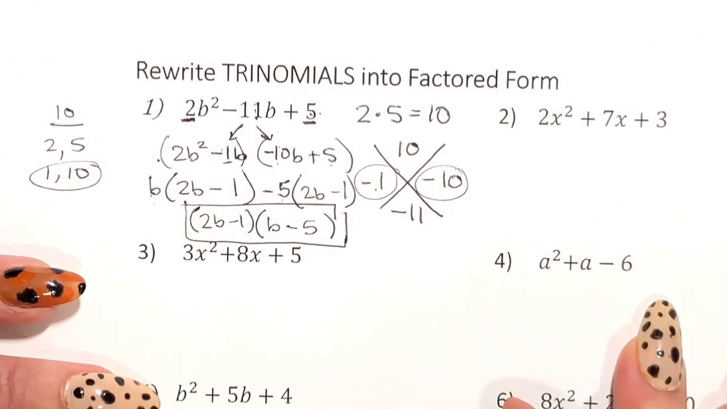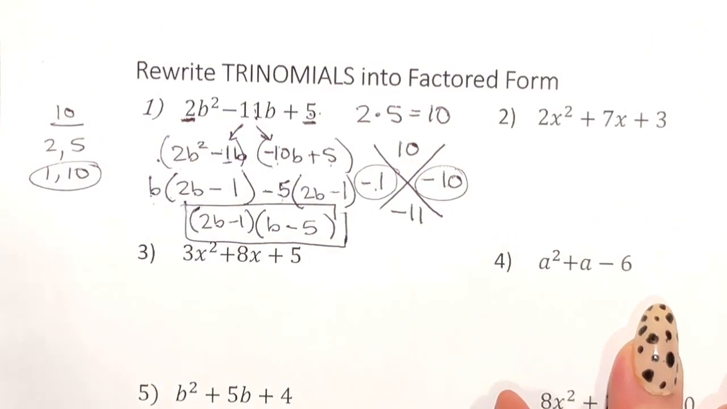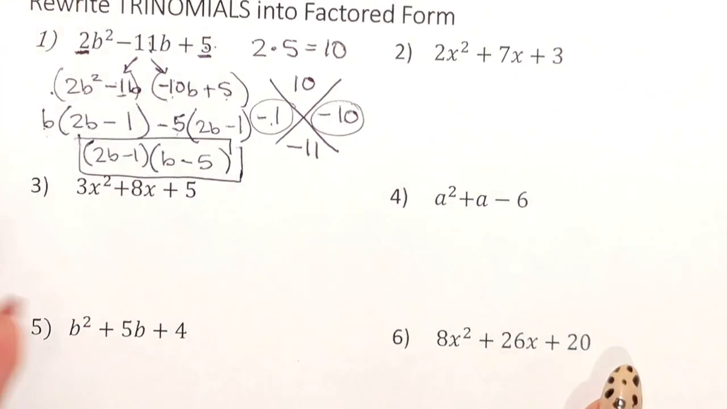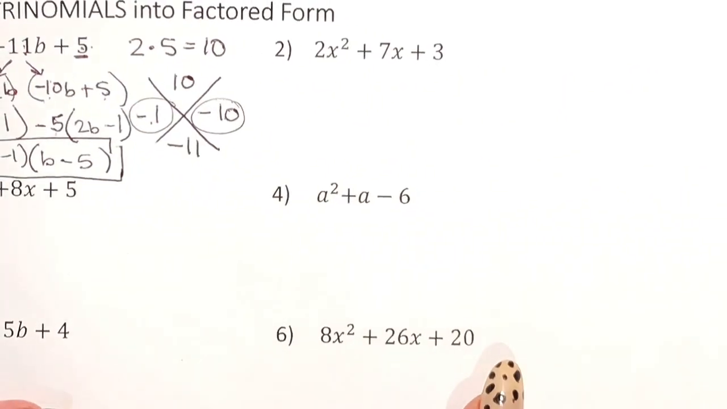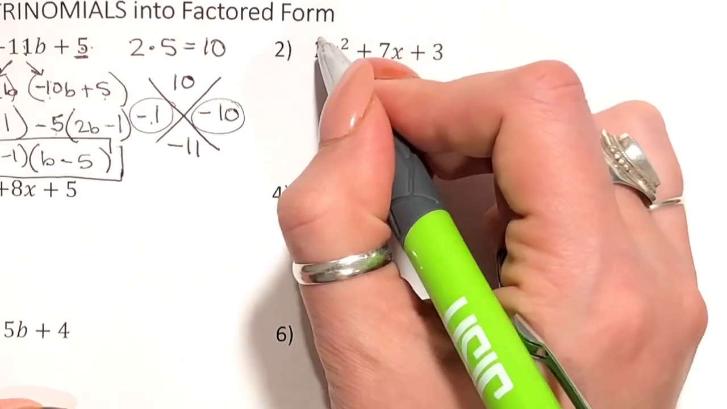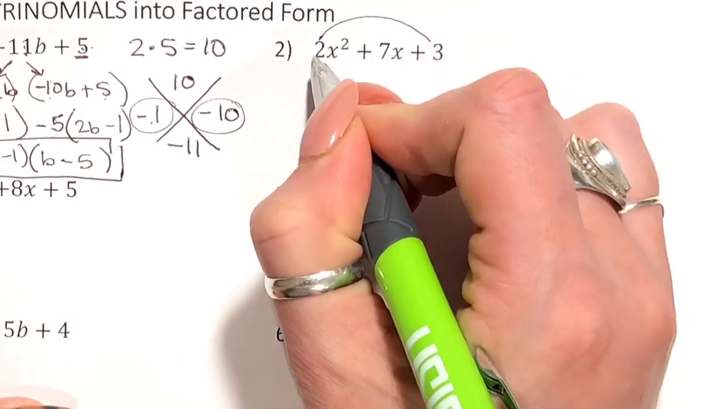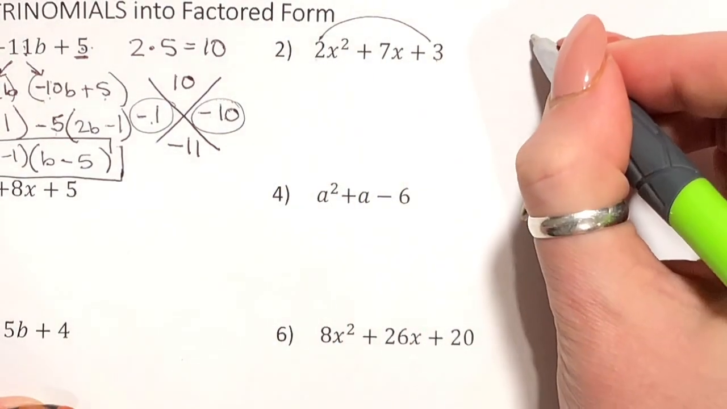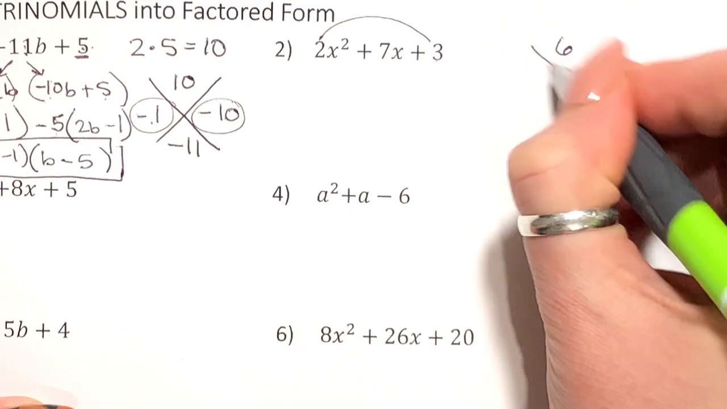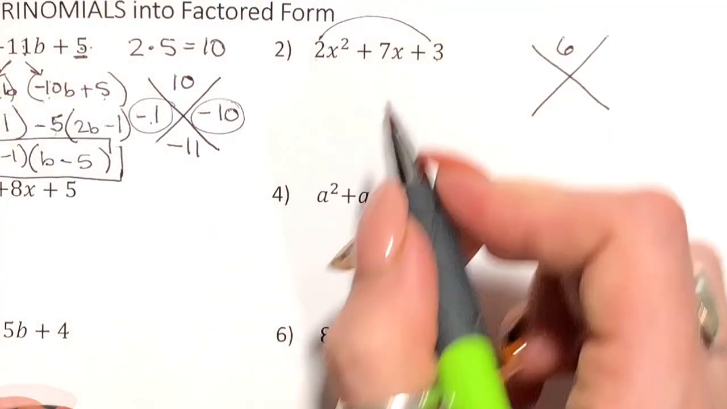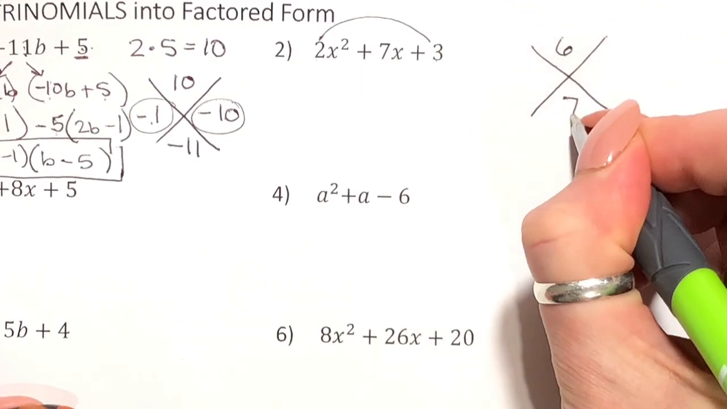Okay, so hopefully that makes sense. I know the first time you see it, it's always kind of confusing, but don't worry, we've got several more to do. So let's look at number 2 here. We have 2x squared plus 7x plus 3. So again, the first thing you're going to do is times those 2 front numbers. So 2 times 3 is 6. That 6 is going to go in the top of the little x table. And then the middle number 7 is going to go in the bottom.